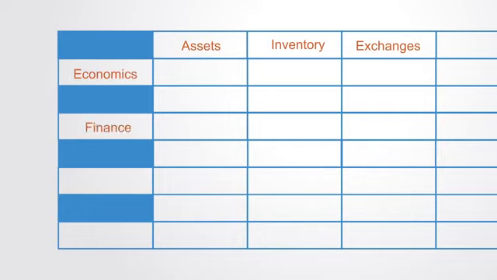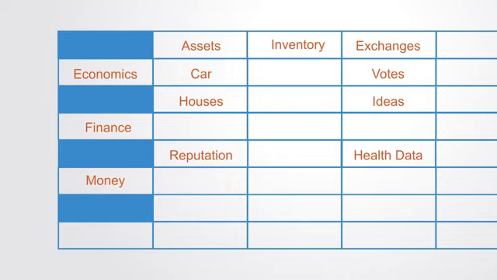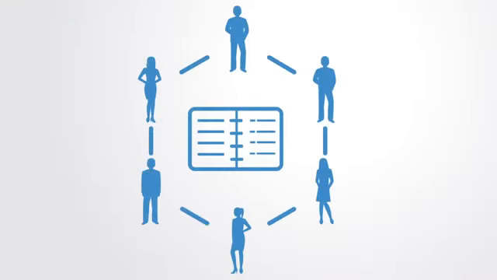These ledgers can be used for the recording, tracking, monitoring, and transacting of all forms of assets. All asset registries, inventories, and exchanges, including every area of economics, finance and currencies, physical assets such as cars and houses, and intangible assets such as votes, ideas, health data, reputation, etc. In this case, the blockchain can serve as a public record repository for whole societies, including the registration of all documents, events, identity, and assets.